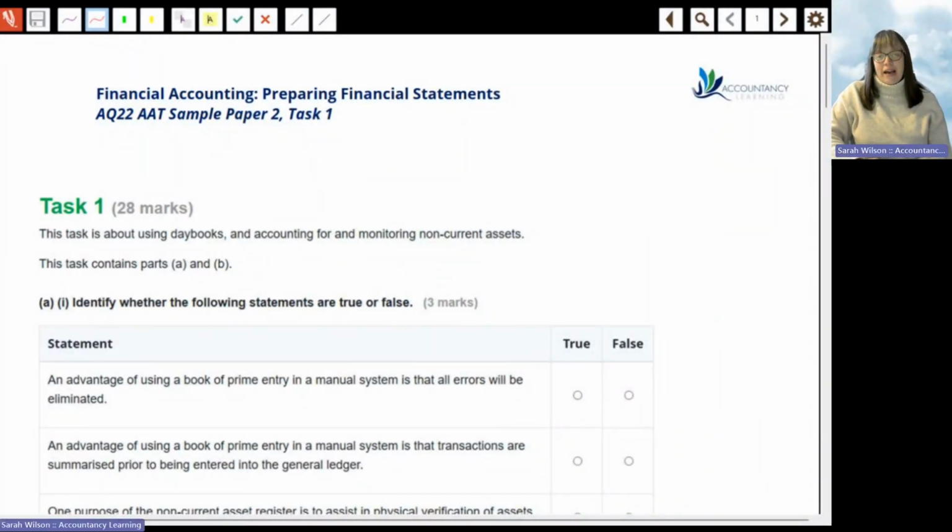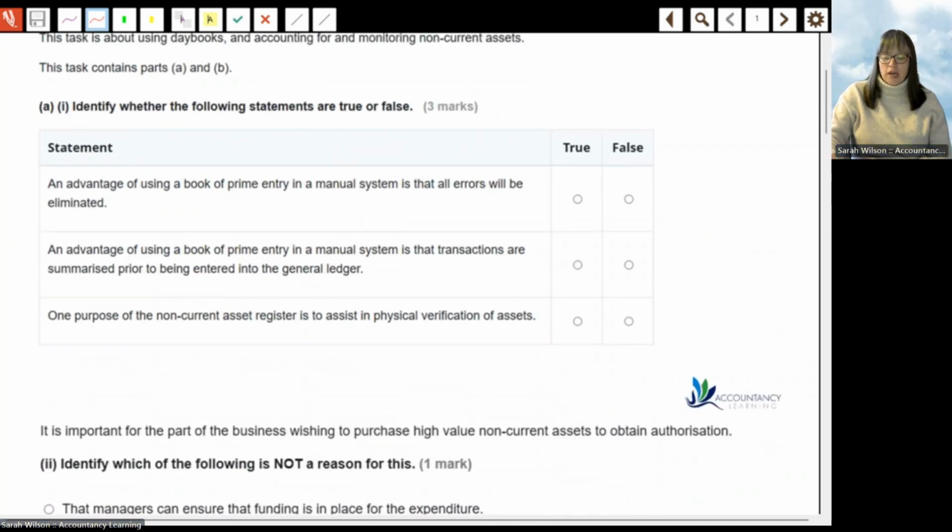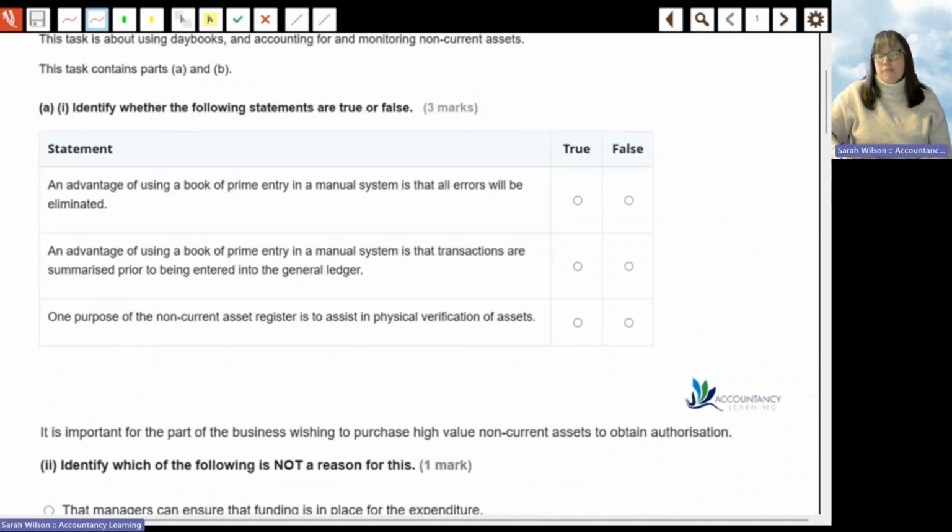I'm Sarah, a tutor at Accountancy Learning, and in this video I'll take you through the AAT Level 3 Financial Accounts Sample Paper 2 Task 1. So this task is all about using daybooks and accounting for and monitoring non-current assets. In the first part of the question, we're given some statements and we need to identify whether they are true or false.